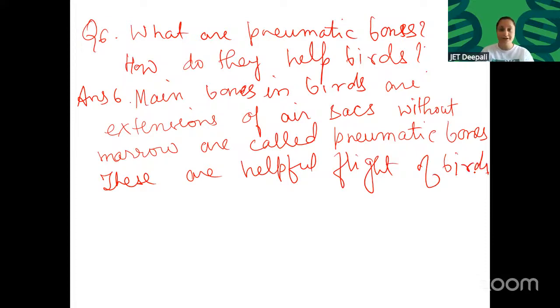Clear? Pneumatic bones are extensions of air sacs without bone marrow, so they are lighter in weight. This makes the body weight of the bird very light, so they can easily fly in the sky. Okay. What is kinetic? I think this is repeated once.